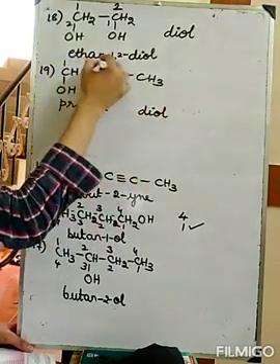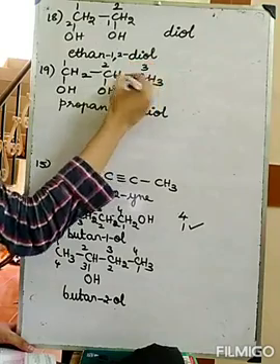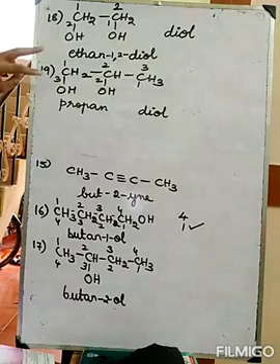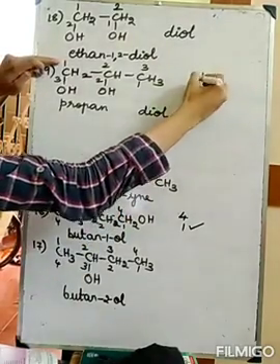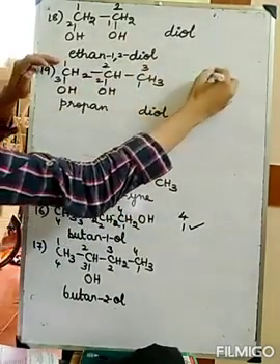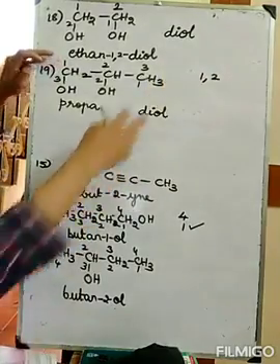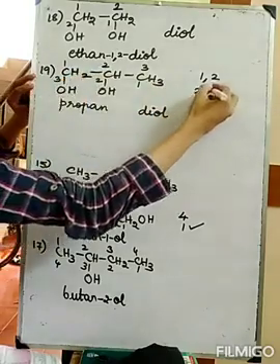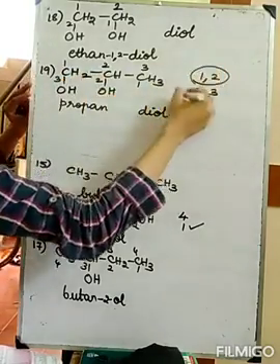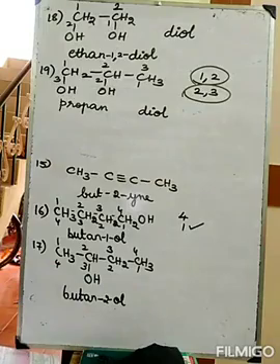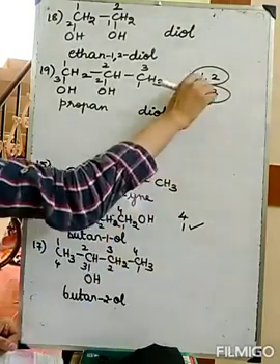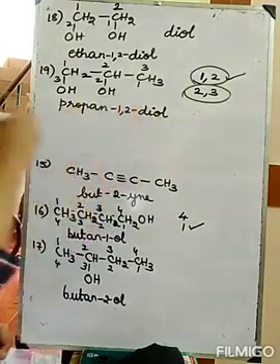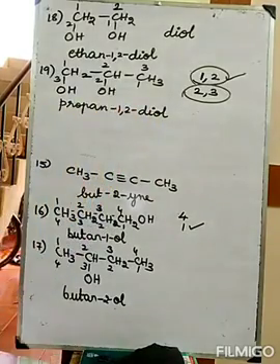Okay, and positions 1, 2, 3, and number from this side 1, 2, 3. When you number from this side, this alcohol group is getting the number 1 and this alcohol group is getting the number 2. When you number from this side, it is getting the number 2 and this is getting the number 3. You should check which pair is having the least number. This one. So you should take 1, 2. So 1,2-diol. Propane-1,2-diol.